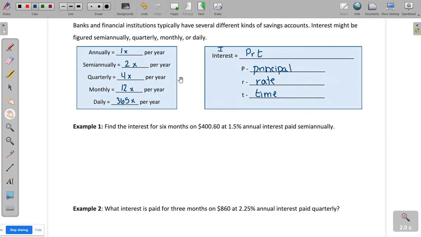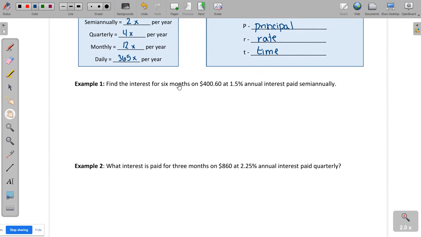So let's look at our first example. Find the interest for 6 months on $400.60 at 1.5% annual interest paid semi-annually. So the key here is paid semi-annually. And semi-annually means twice per year. So 2 times per year. So we are going to use our formula, I equals PRT.